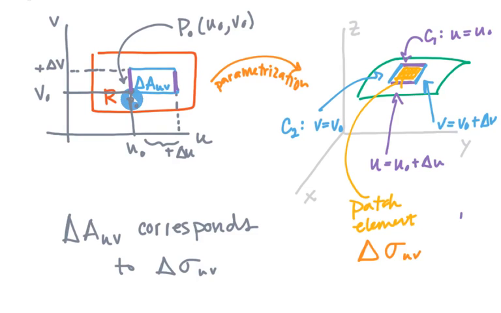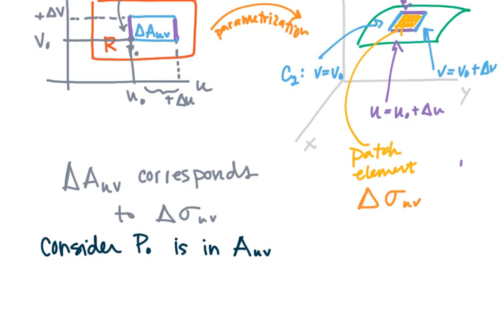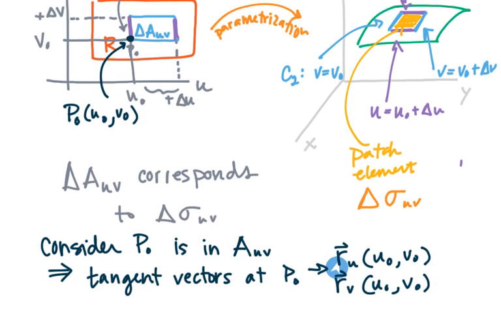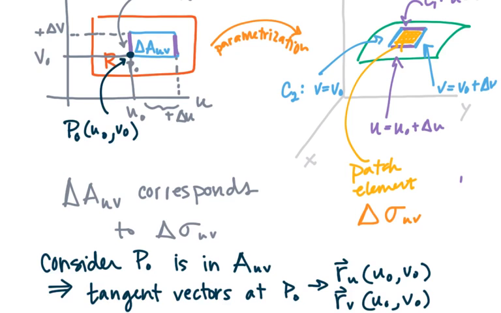So going back and considering the point on the corner here, and it doesn't have to be on the corner, I've just drawn it on the corner for convenience, but P naught being a point somewhere in that area. So if P naught is in that area, then the tangent vectors at P naught are going to be each of those partial derivatives evaluated at that point. So we have partial of R with respect to U at the point and partial of R with respect to V.